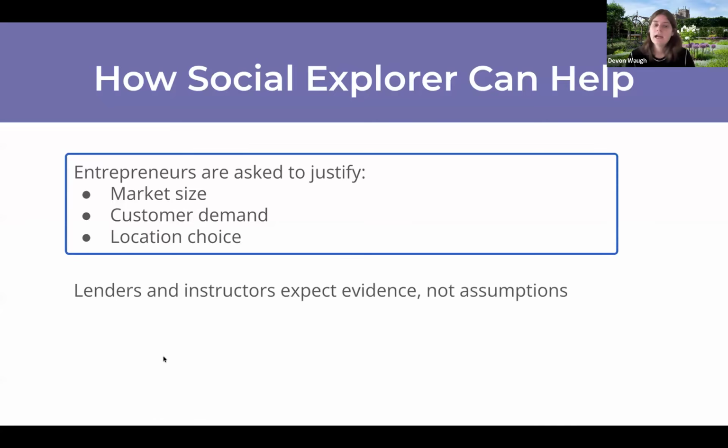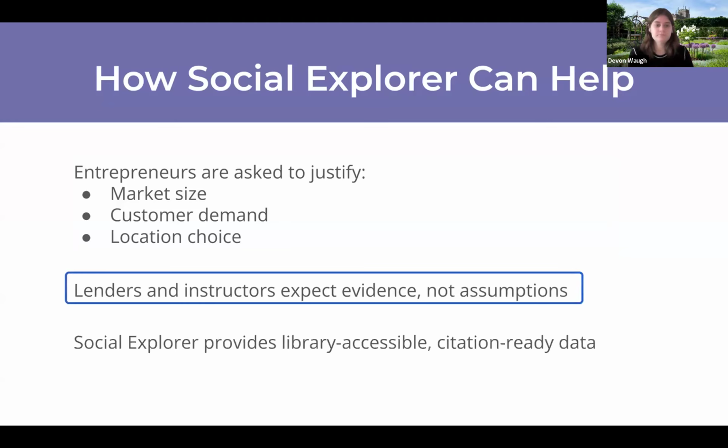Lenders and instructors both expect evidence, not assumptions. So they need to see a justification for that proposed market size, customer demand, and specific location choice. And even with the NC IDEA grant program, that's something grant reviewers look at for seed funding for entrepreneurs: a little bit of evidence that you've pulled in vetted resources, and this could be one of them.